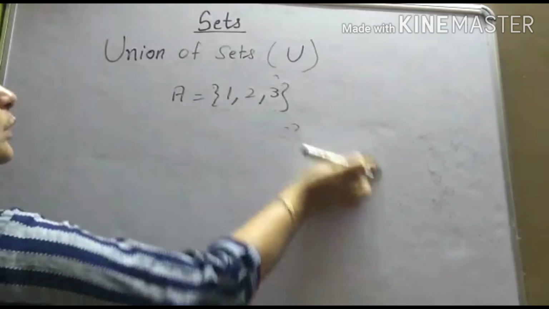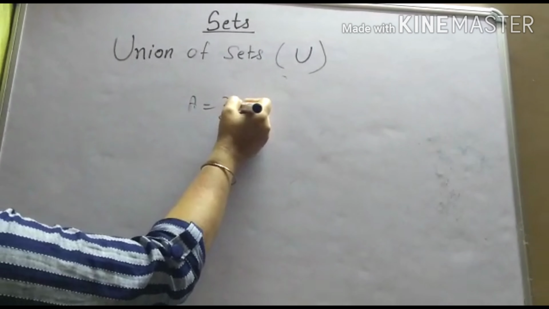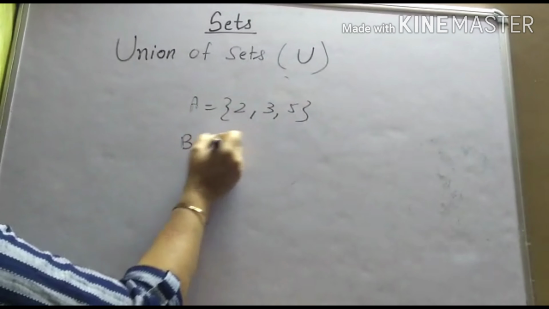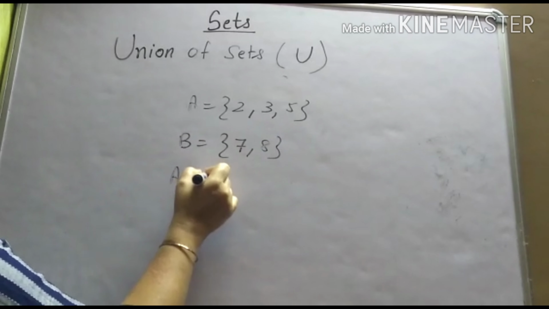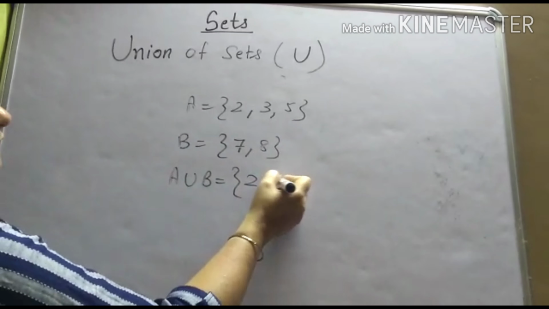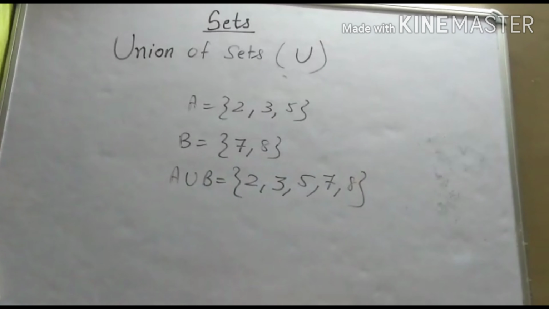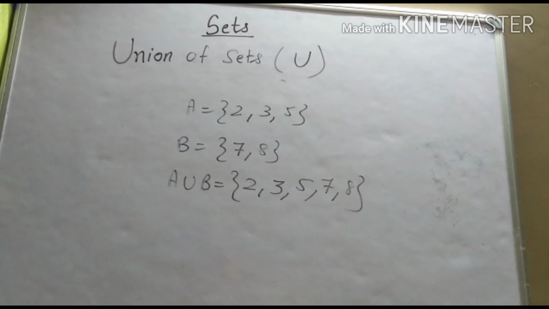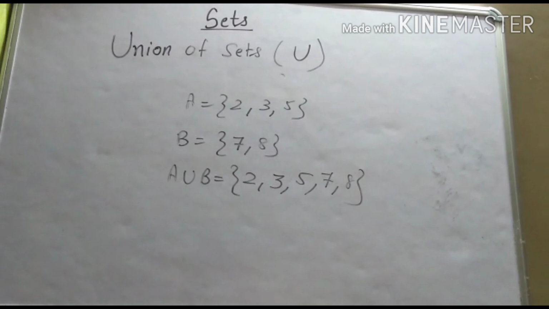Let's take one more example. If we have set A is 2, 3, 5 and set B is 7, 8, then what is A union B? A union B is 2, 3, 5, 7 and 8. It means we have to write all the elements of A and B, but no element should be repeated.